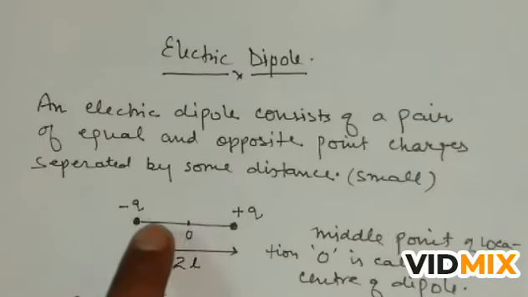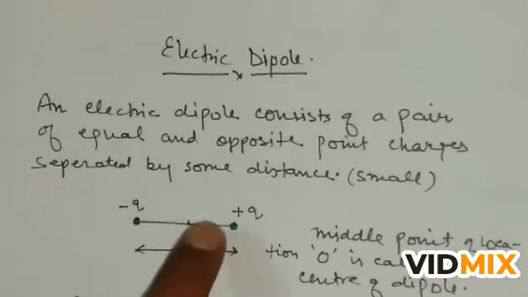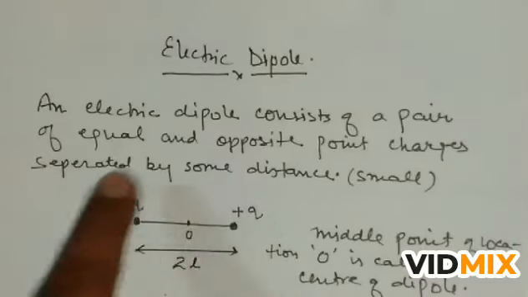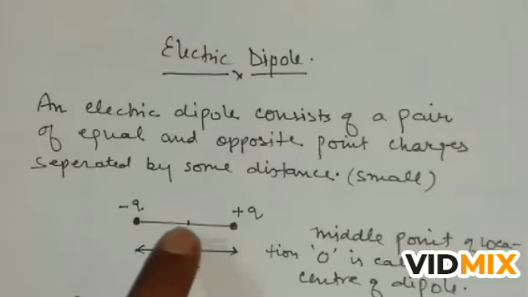From here the distance is L, and from here the distance is L, meaning the effect of this minus Q and the effect of this plus Q at a certain distance. So the distance between the two opposite and equal charges is 2L here. So this is the dipole.